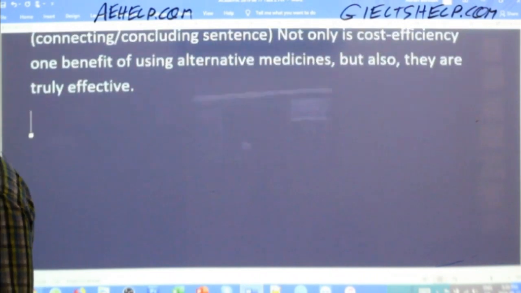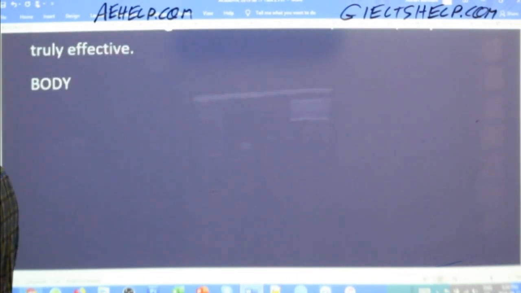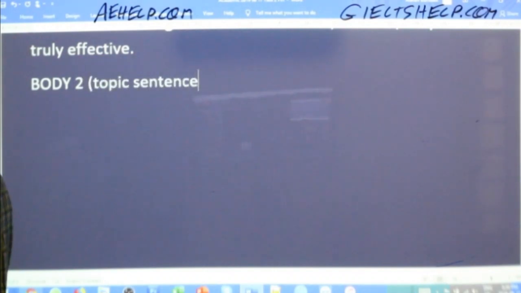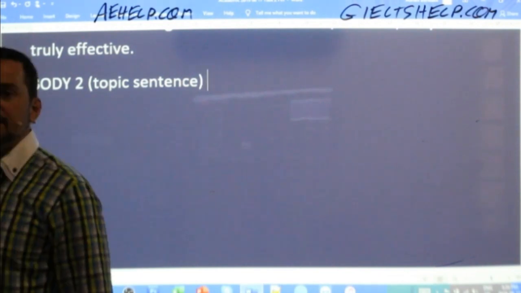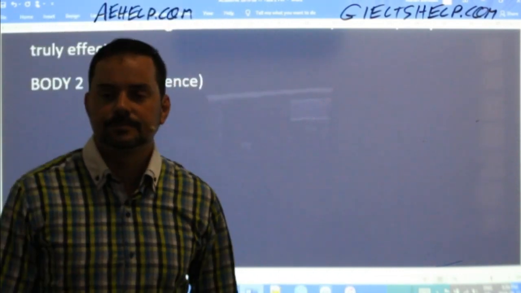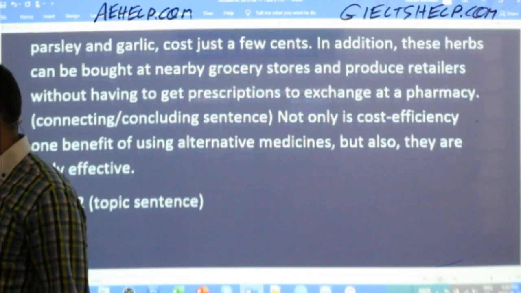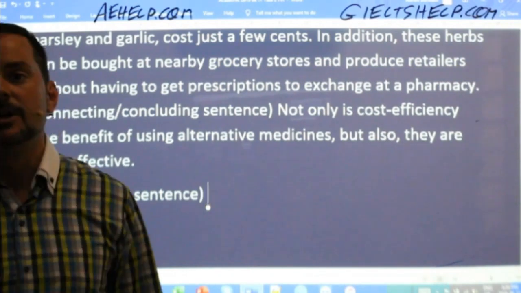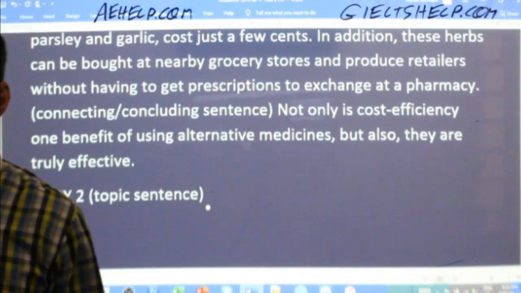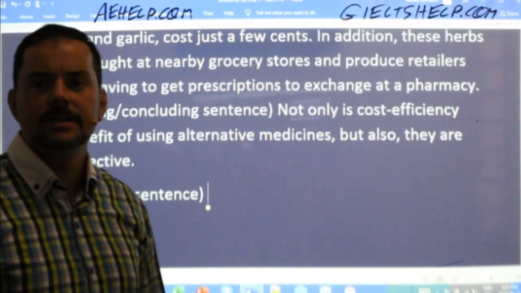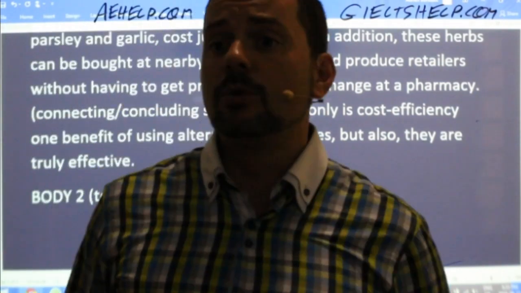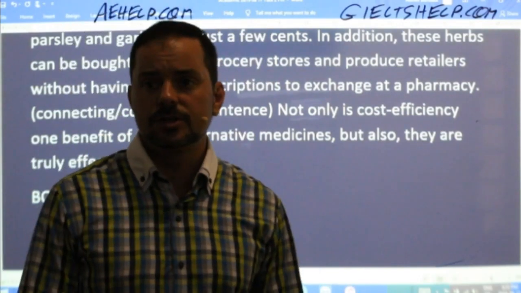Okay, so now we are ready for body paragraph 2. Same idea. We started off with the topic sentence. Okay, so give me the topic sentence for body paragraph 2. Yeah, CEO Goose, you could add therefore in front of the last sentence. Therefore, not only is cost efficiency, yeah, you can do that, sure. Give it more emphasis. For Dobbs, that works really well as your connecting or concluding sentence also, all right?